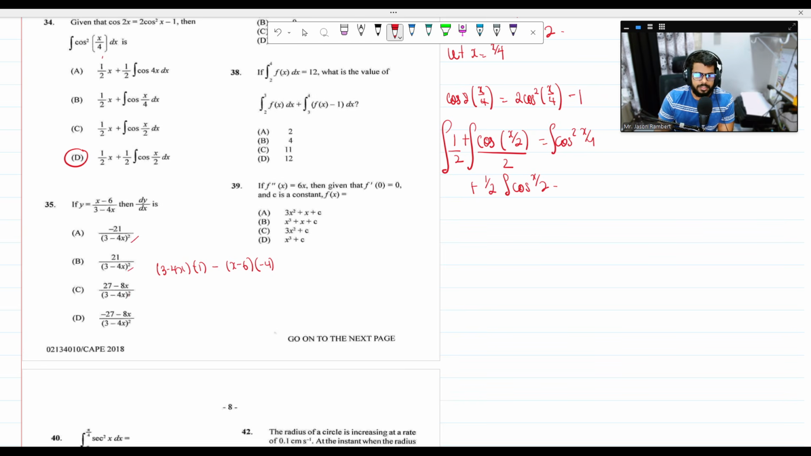I'm not going to put all over v squared because I glanced at all 4 options. All 4 options have the same denominator, which is v squared. So I'm just focusing on my numerator. Expanding 3 minus 4x, minus and a minus is a plus, plus 4x, 4 multiplied by negative 6 is minus 24. The 3 take away 24 is minus 21. The answer is E.